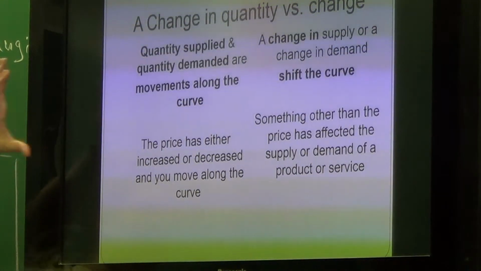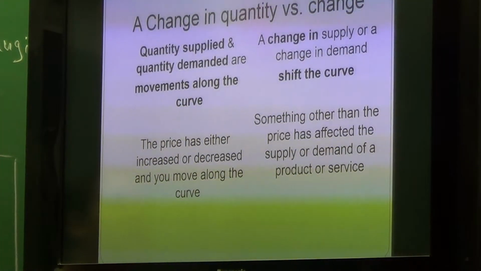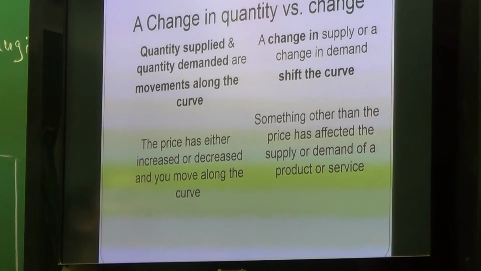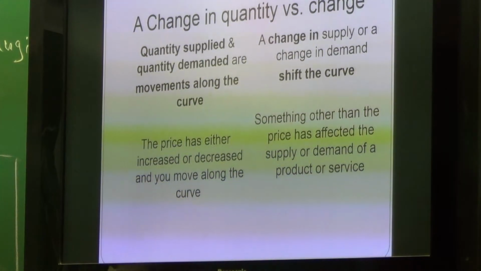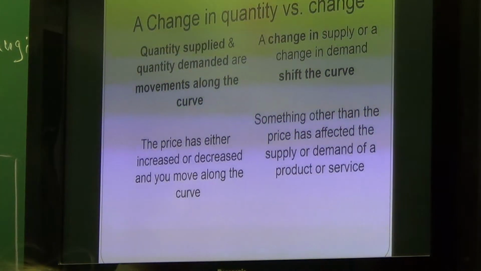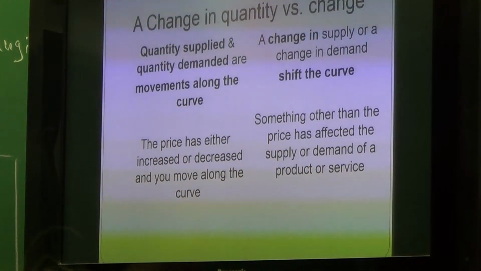And then I kind of clumped these together. The quantity supplied price has either increased or decreased, so it's moving along the curve, quantity demanded. So they're different, but they basically mean the same thing, that it's just a movement along the curve. But then a change in supply or a change in demand means something other than price has affected it.